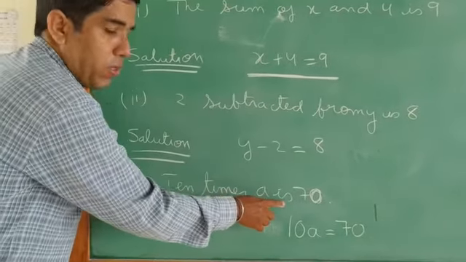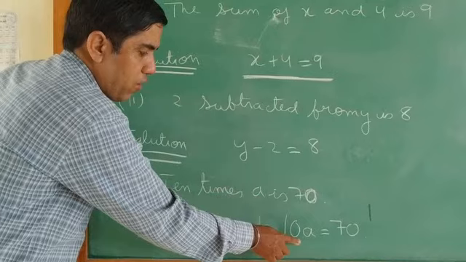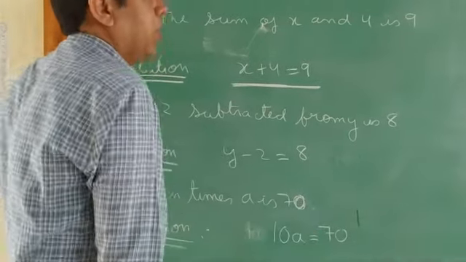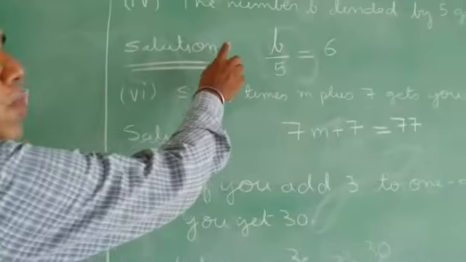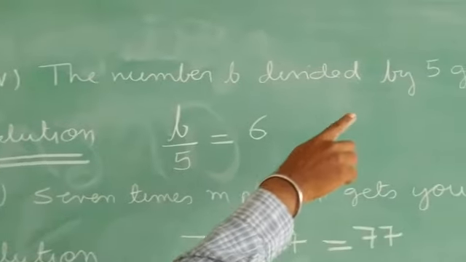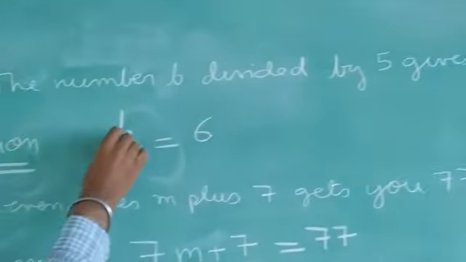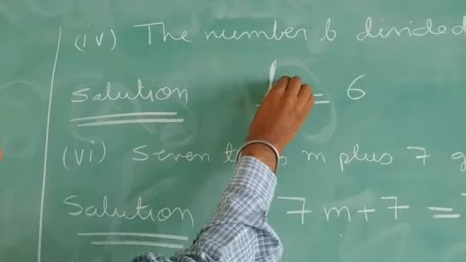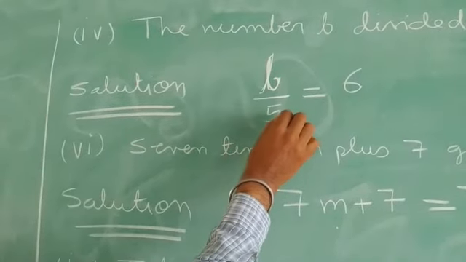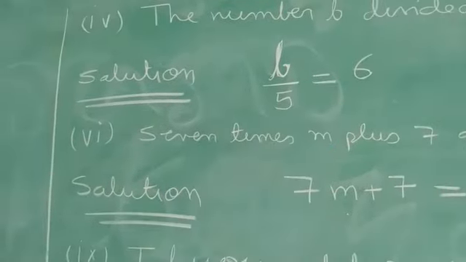Third, 10 times a equal to 70. So 10 multiplied by a, so 10a equal to 70. Fourth one, the number b is divided by 5 gives 6. So you can see it is b. It is b divided by 5 equal to 6.